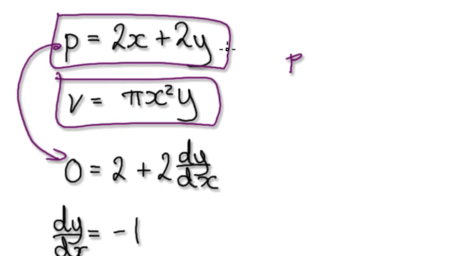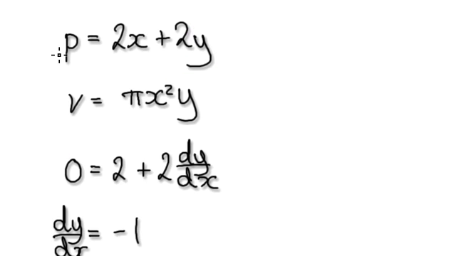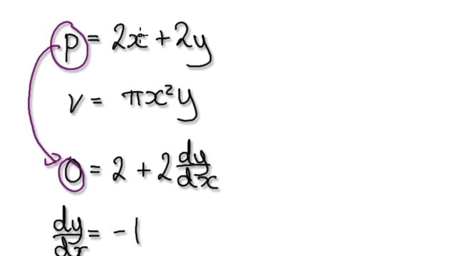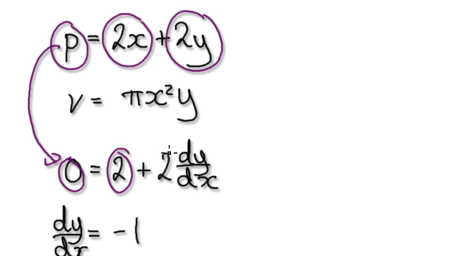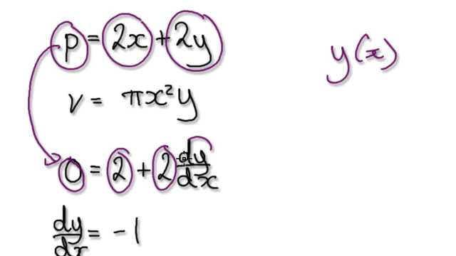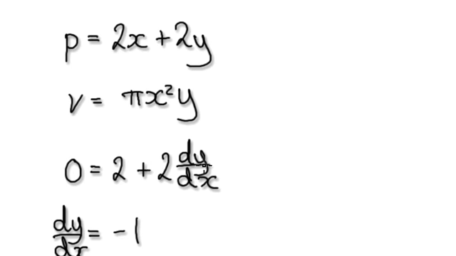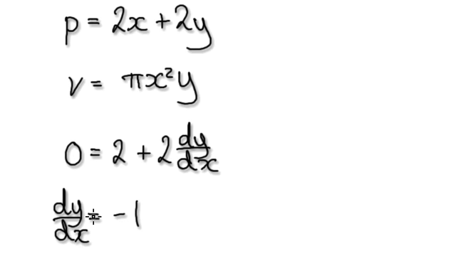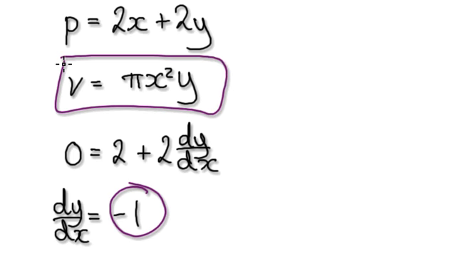We are varying x, so y here is a function of x. When you differentiate this, p is a constant, so it will give you 0. Differentiating this with respect to x will be 2. Differentiating this with respect to x will give you 2, and because y is a function of x, it will give you dy by dx. Rearrange this, and dy by dx equals -1.